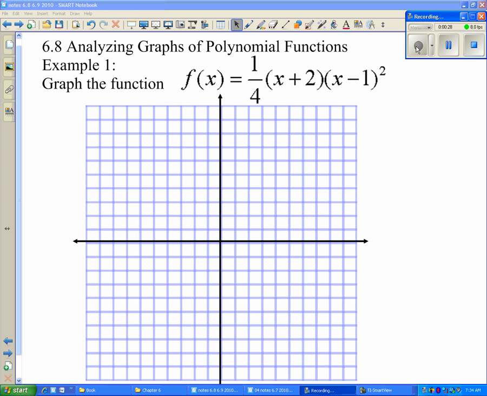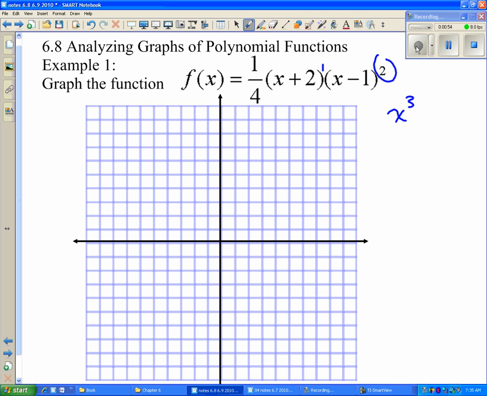So 6.8, analyzing graphs of polynomial functions, example 1. I have f of x is equal to 1/4 (x plus 2) times (x minus 1) quantity squared. I want to graph this. Now, first thing I need to remember is that this is an x squared and this is an x to the 1. If I FOIL this out, multiply all this out, I'll end up with an x cubed function. So my degree of this is x cubed. My leading coefficient is 1/4.